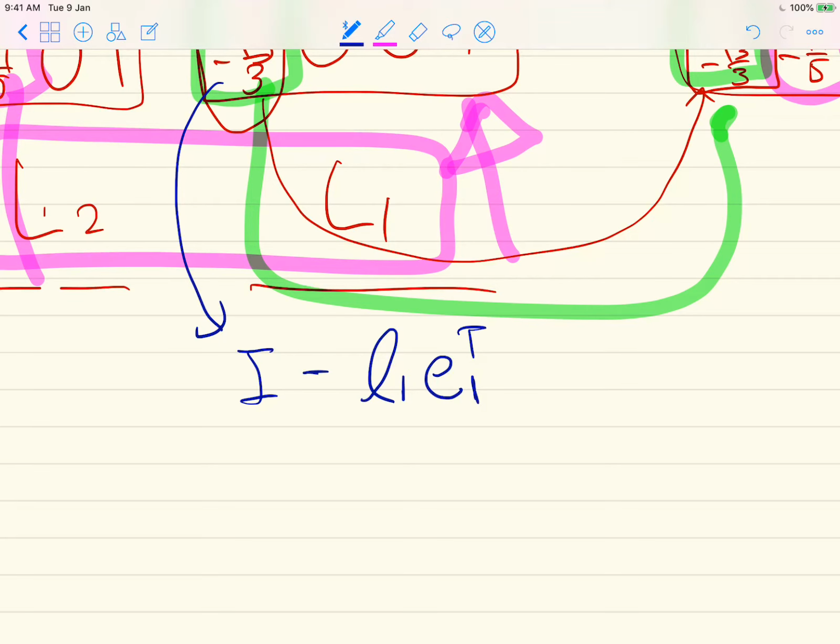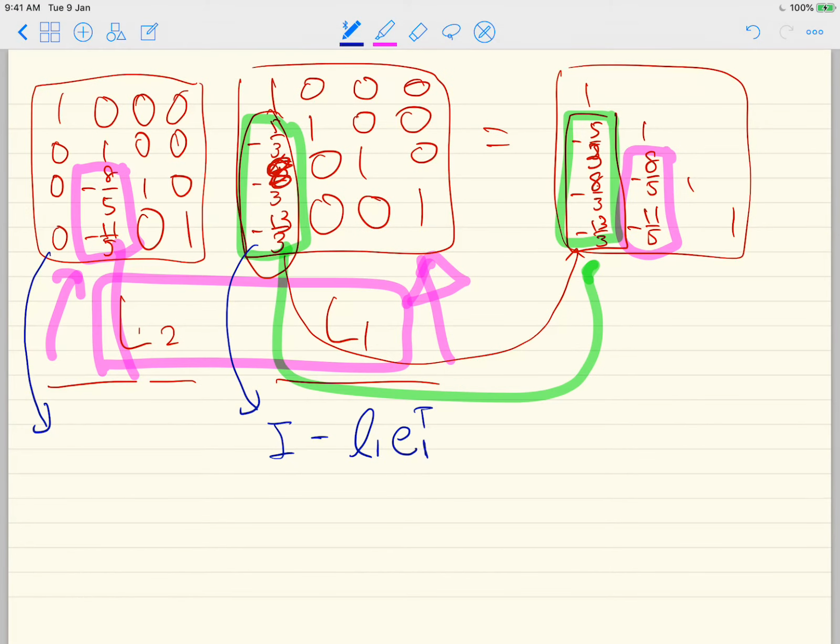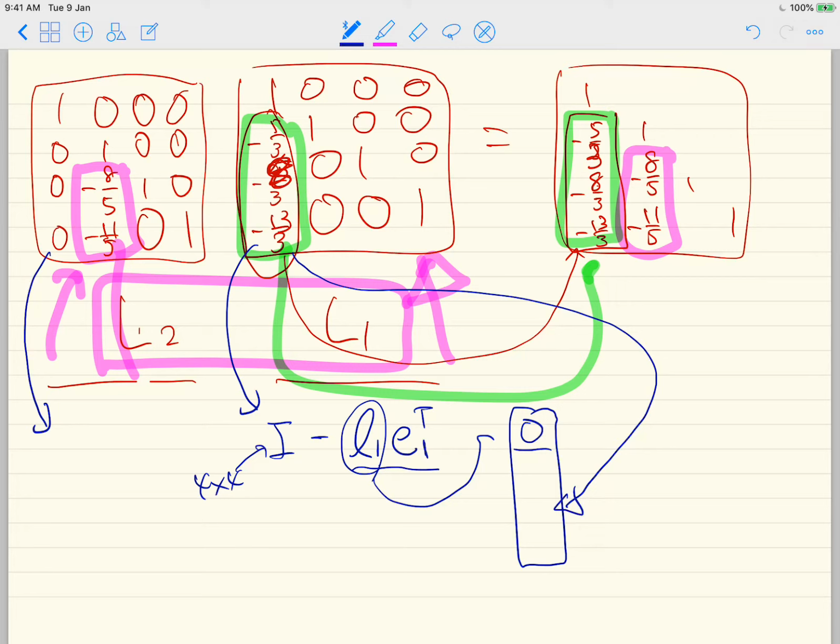So in this case, I is the 4 by 4 identity matrix, and this is also a 4 by 4 matrix that is subtracted from the identity matrix. Here L1 is defined as just a single column vector, and that column vector is like 0. So we just copy this part into here.